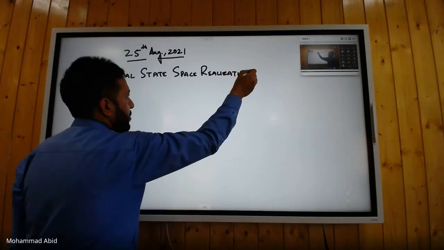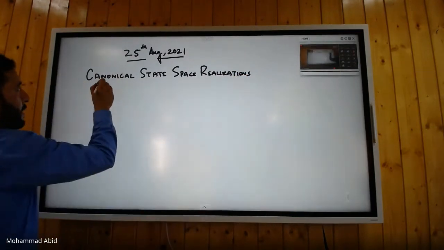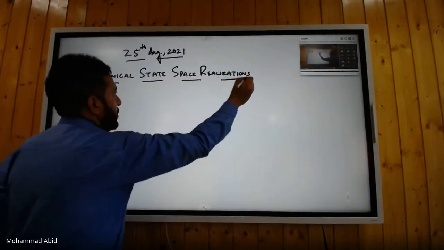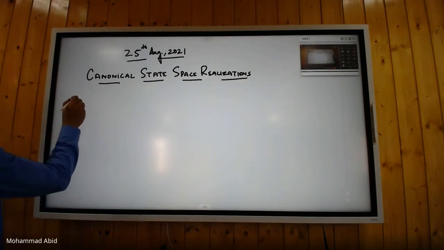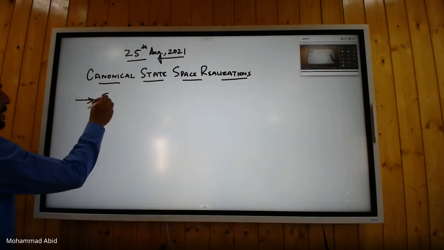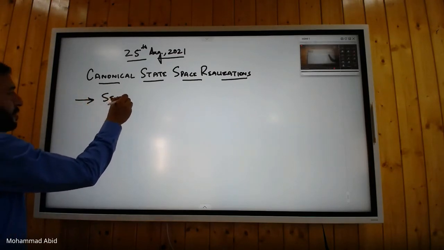As you know, we have been discussing this topic since yesterday. That's canonical state space realizations of transfer functions. And in this, we have already studied one canonical realization, that is first component form. Today we'll take up the second component form realization.